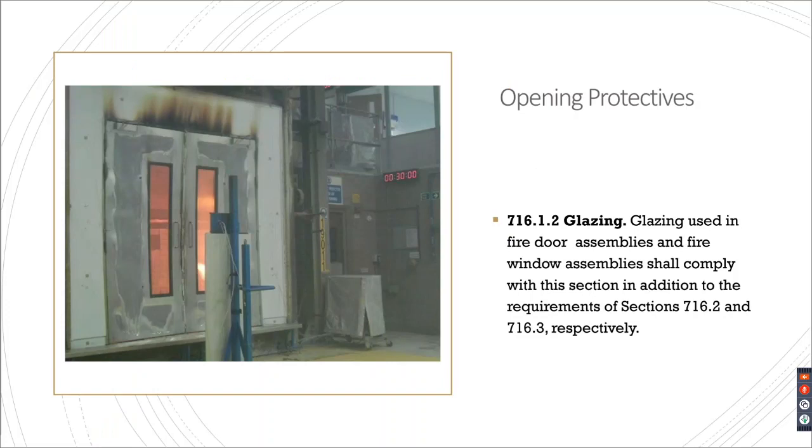All right. So for glazing, the glazing used in fire door assemblies and fire window assemblies shall comply with this section in addition to the requirements of 716.2 and 716.3. So you'll have the general information, then you're going to have some specific information.